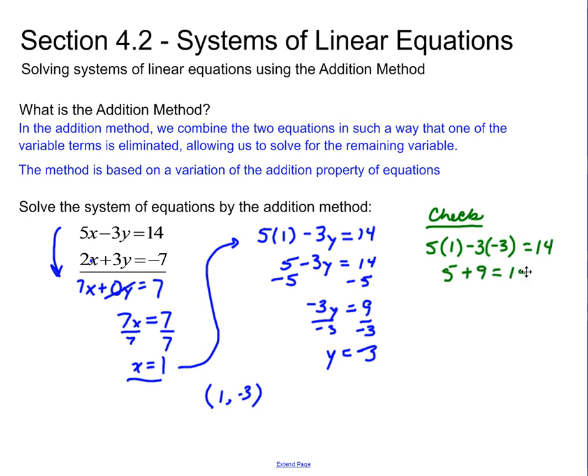And that's true. Taking a look at the other equation, 2 times 1 plus 3 times negative 3 should give us negative 7 if we're correct. And of course it does, because 2 minus 9 does indeed equal negative 7. So we're all set with that one.